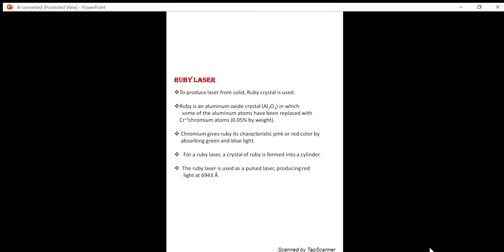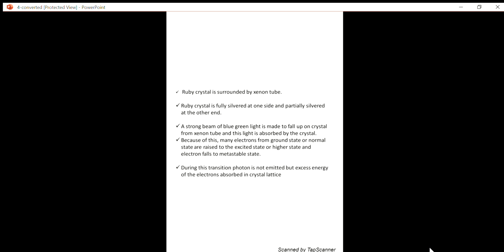The ruby laser is used as a pulsed laser producing red light at 6943 angstrom. Ruby crystal is surrounded by a xenon tube. The ruby crystal is fully silvered at one side and partially silvered at the other end. A strong beam of green light is made to fall upon the crystal from the xenon tube, and this light is absorbed by the crystal.